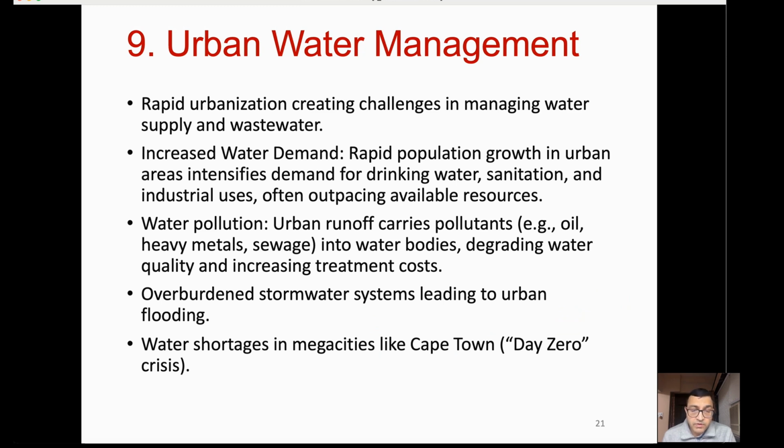And then with all this population, there's also urban runoff that carries all kinds of pollutants like oil, heavy metals, sewage, organics, and pharmaceuticals into the nearby water bodies, which degrades the water quality and increases treatment costs. And these large megacities lead to water shortages, like what happened in Cape Town, South Africa.